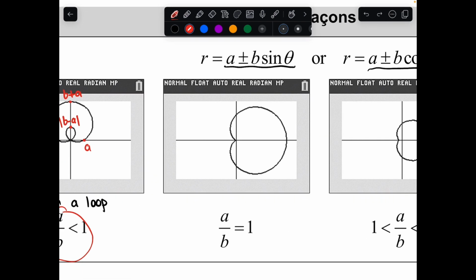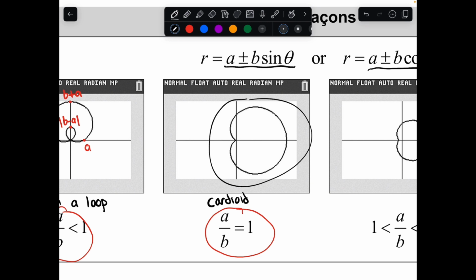Moving to the next case, we have the situation where the ratio of A and B is equal to 1, as in A and B are the same number in magnitude. Now, this one has a special name. It's called a cardioid. This one is called a cardioid because if you turn your head a little bit, you'll be able to see that this one kind of looks like a heart. And so we call it a cardioid.